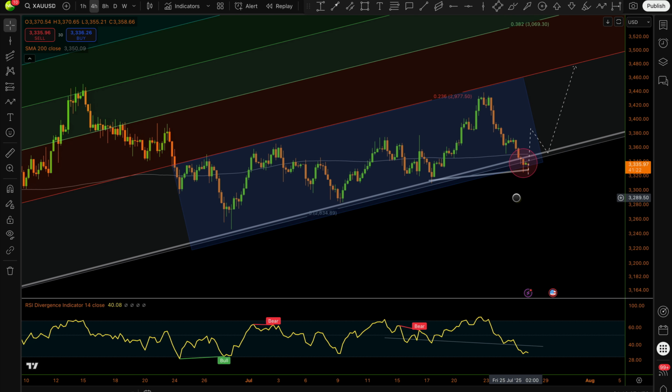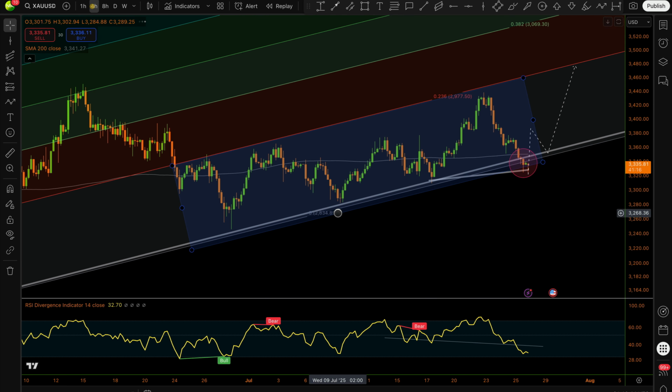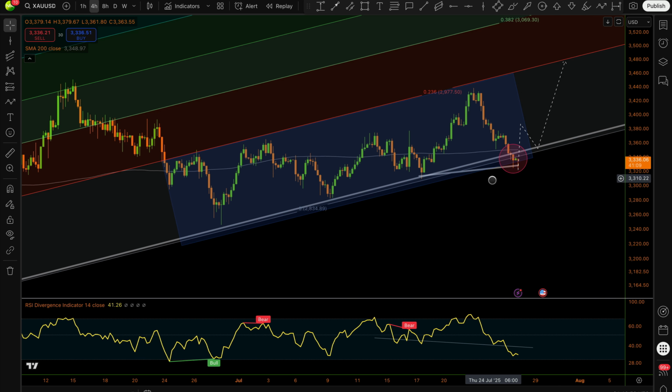Now, the reason I'm saying that is because on the 8-hour time frame we have this, and also on the 4-hour time frame we have this, and this is a bullish signal. If you check this place, we have this in gold. So we have this situation where we have lower highs and lower lows on the indicator, but we have higher lows in return.